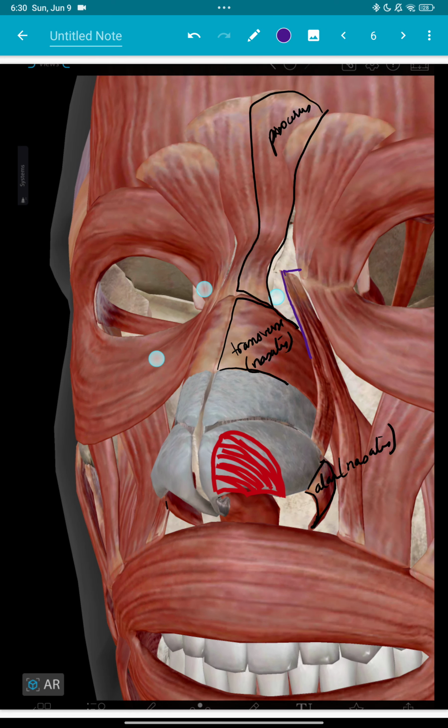Okay, then we have this one. This has 2 heads. This is nothing but levator labii superioris alaeque nasi. Then we have this. This is dilator nares. Dilator nares are 2 again, anterior and posterior. And lastly we have this. This is depressor septi. Okay, so we have 5 muscles.